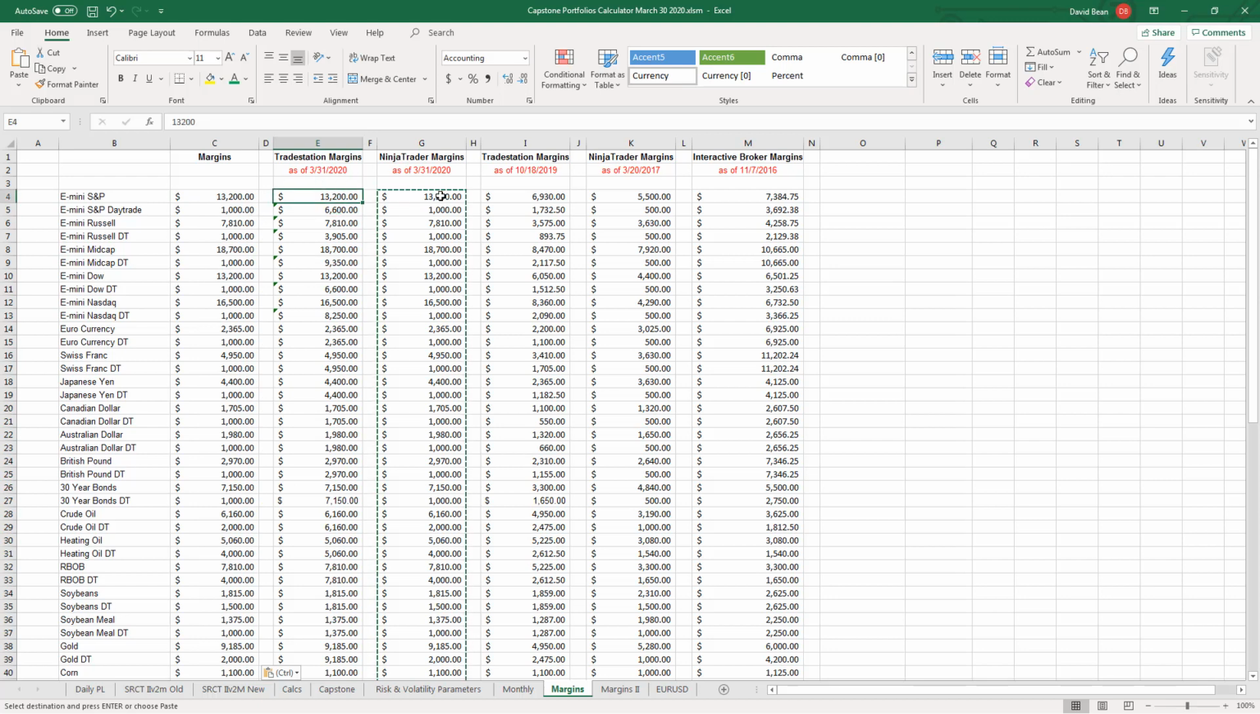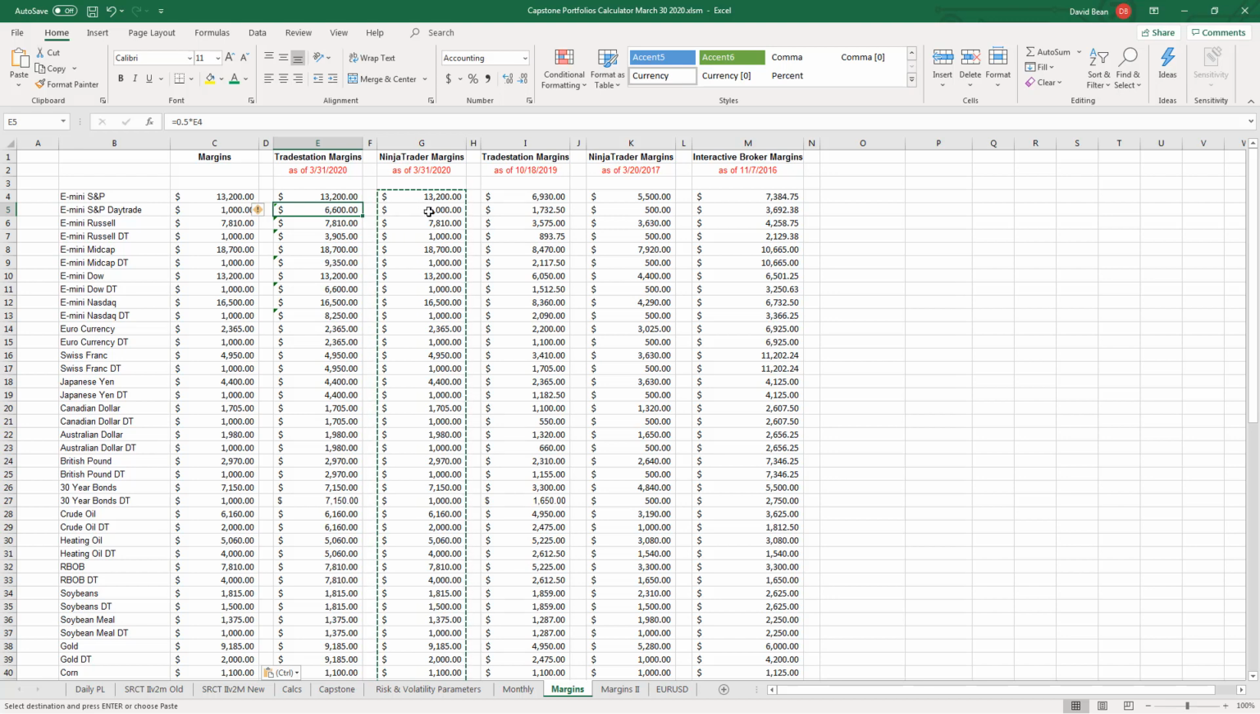So the overnight margin, like for example, the first one, E-mini S&P, this is the overnight margin. It's dictated by the exchange. And then the day trade margins are dictated by the broker. TradeStation is currently, as of today, at 50% day trade margin for the stock indexes, and everything else is 100% exchange margin right now.